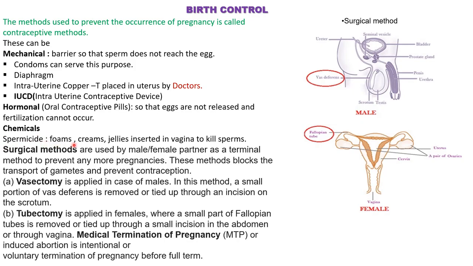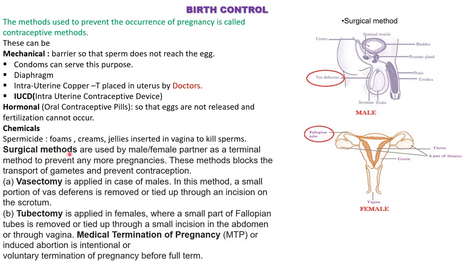These chemicals can be placed inside the vagina so that they kill germs and the sperm cannot reach the fallopian tube for fertilization. These are found in the form of foam, creams, and jellies, and they are inserted in the vagina to kill germs.